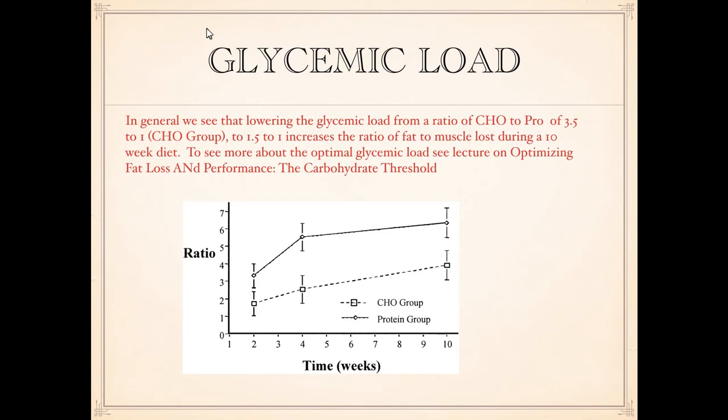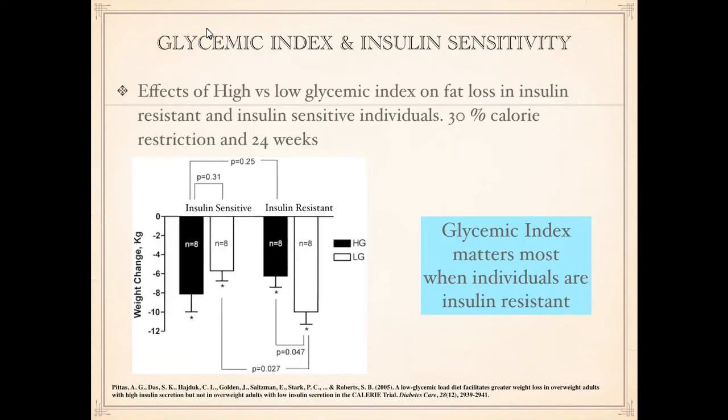As far as glycemic load, this is looking at the ratio of fat loss and muscle loss. The bottom group, which is a carb group, had 3.5 grams of carbs per 1 gram of protein. And the upper group that lost more body fat had 1.5 grams of carbs for every 1 gram of protein. And it made them lose a lot more body fat. So it shows that the glycemic load is important.